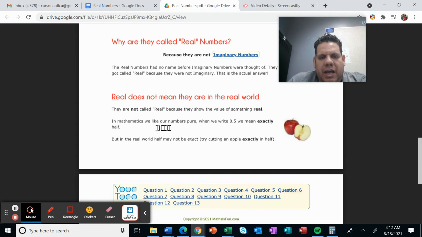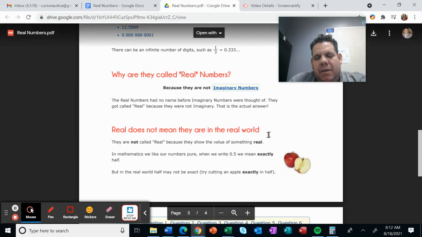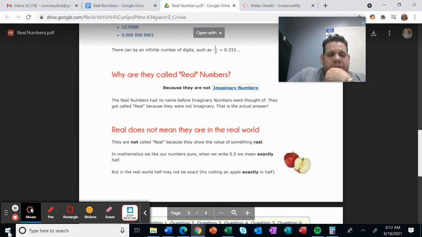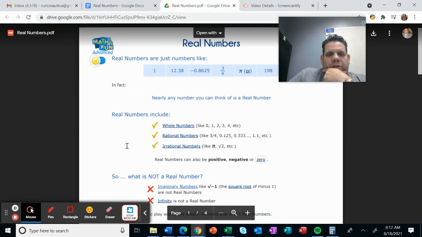In mathematics, we like our numbers pure. When we write 0.5, we mean exactly half. But in the real world, half may not be exact. You can try cutting an apple exactly in half, which is not possible. All right, so this is regarding real numbers.